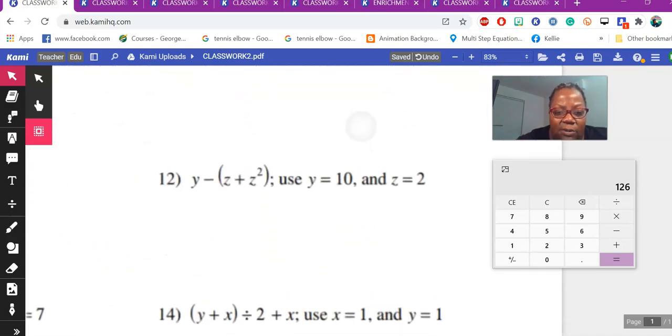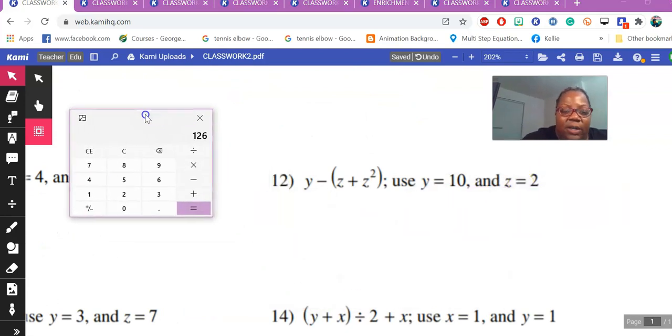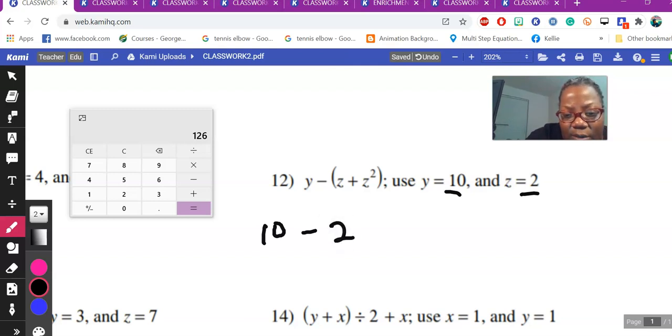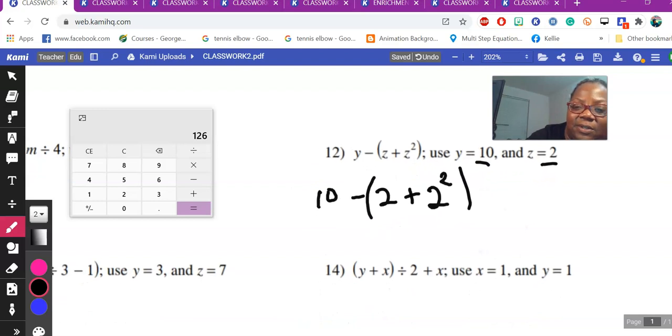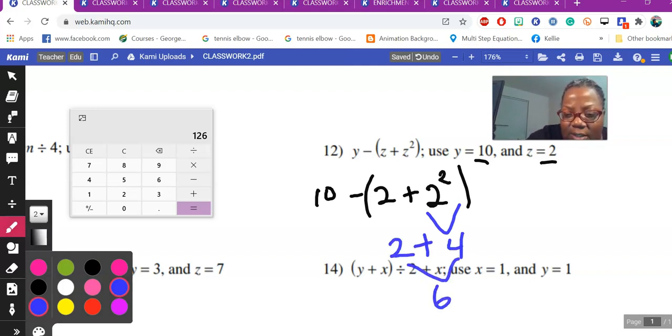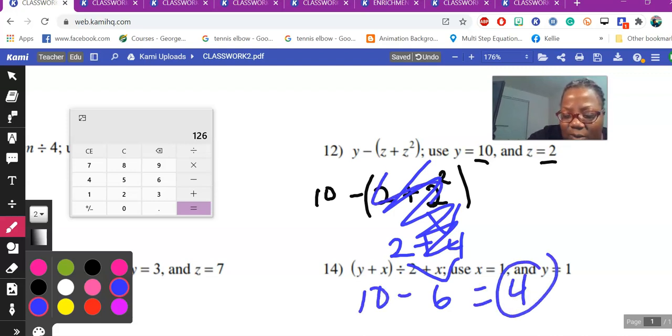How about number 12? Here we go. Alright, number 12. I'm going to rewrite it knowing that y is 10 and z is 2. So it says y, 10, minus z, 2, plus z squared. That's not as bad as we thought it was going to be, is it? So according to the order of operations, you know this is going to be first. 2 times 2 is 4. Plus 2, that's going to give us 6. Bam, took care of the parentheses part. 10 minus 6, 4. That was nowhere near as hard as I thought it was going to be. We're going to move on.